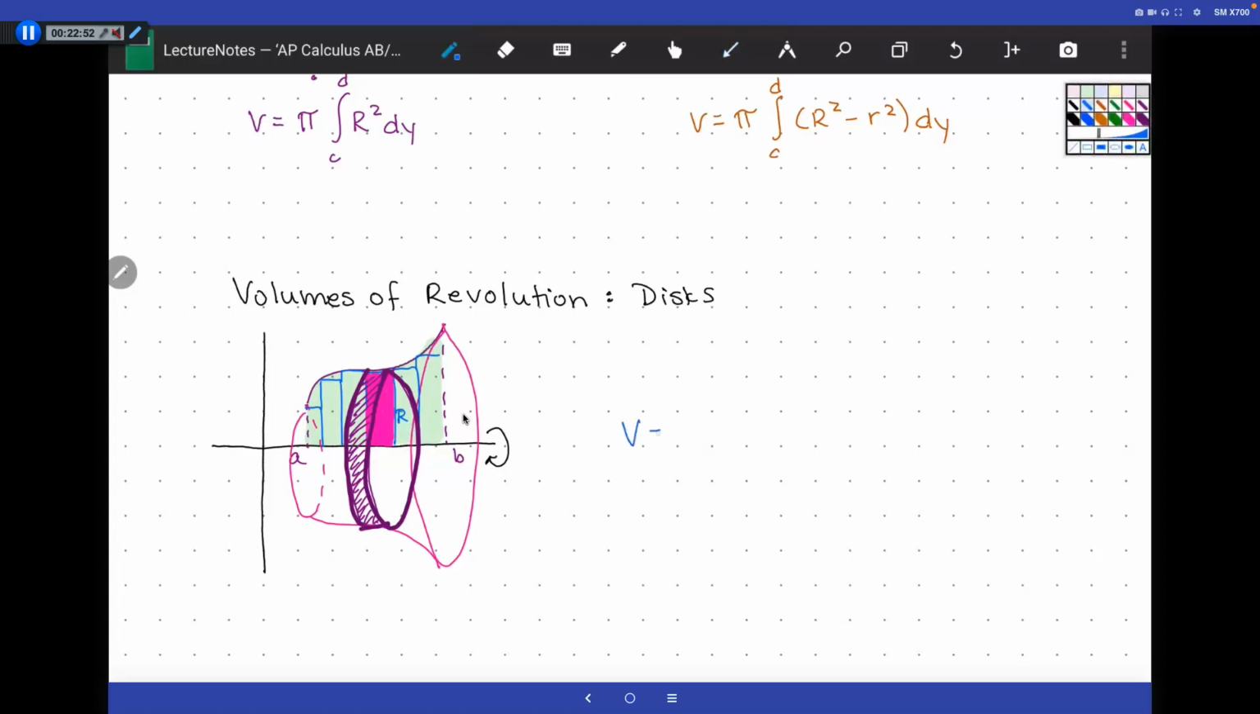So the volume is pi times the integral of big R squared, and in this case it's a dx problem. And now we can see where those limits of integration are coming from. So any questions about that?